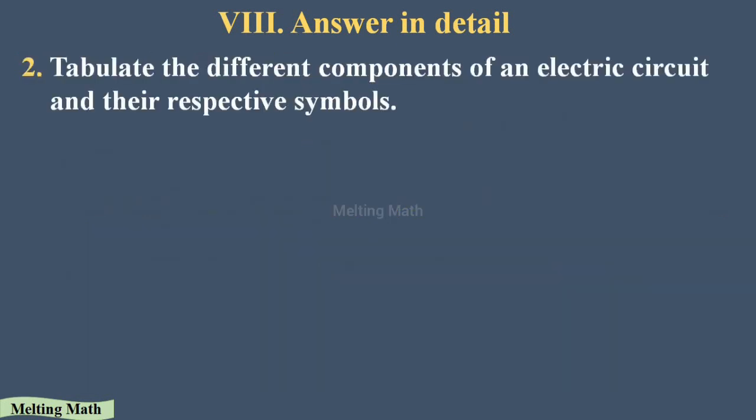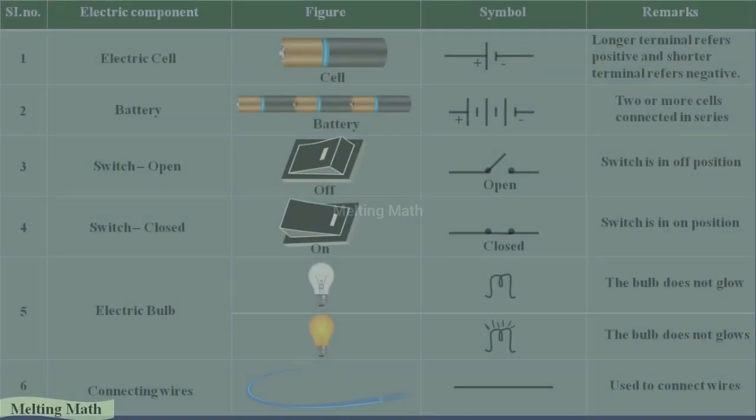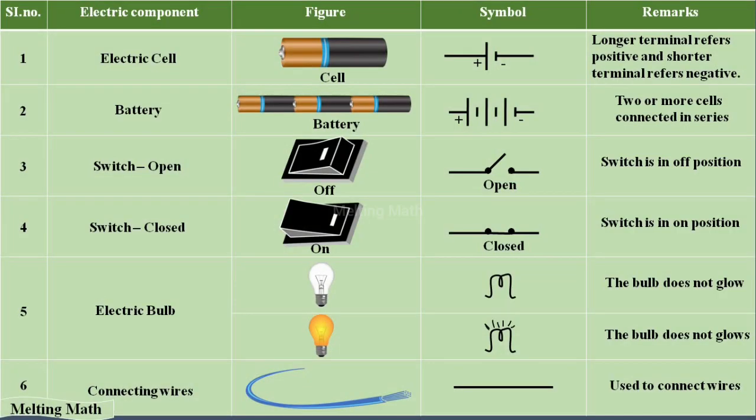Tabulate the different components of an electric circuit and their respective symbols. This we already discussed in the previous video. Okay, please watch the previous video for a better definition of this answer. This is the symbolic representation of the diagrams. Here the symbolic representations are useful for us to draw the figures in a very easy and simple manner. Okay, these are the diagrammatic representations. Let's see the third one.